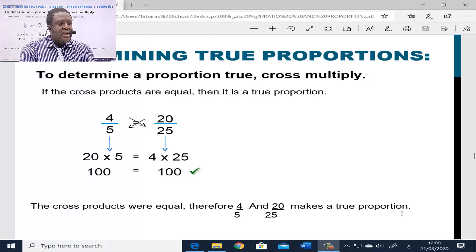So now we want to talk about a true proportion. To determine a proportion, we cross multiply. If the cross products are equal, then it is a true proportion. Here we have 4 over 5, which is equal to 20 over 25. So when we cross multiply, we have 20 times 5, which is equal to 4 times 25. On the left-hand side, we have 100, and on the right-hand side, we also have 100. That shows that we have a true proportion.